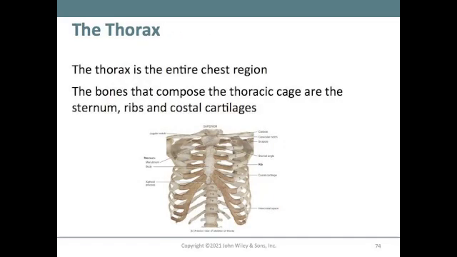So now we're going to get into the thorax, and this is 7.11 on page 233, but thorax is really a generic term for the chest region. Oh, it says that right there. The thorax is the entire chest region. The bones that compose the thoracic cage are the sternum, the ribs, and the costal cartilages. You can see those in greater detail on figure 7.22, which stretches from page 234 to 235.